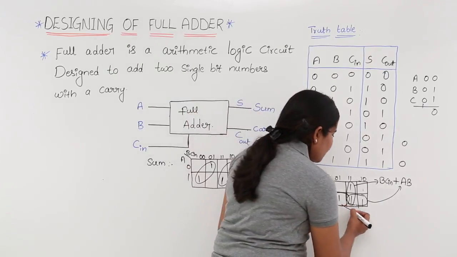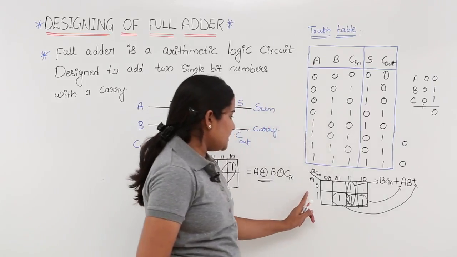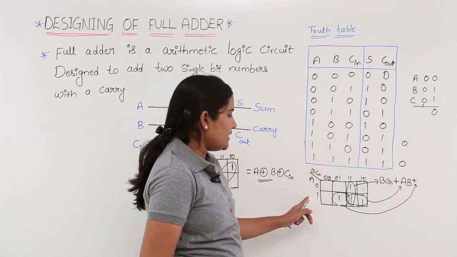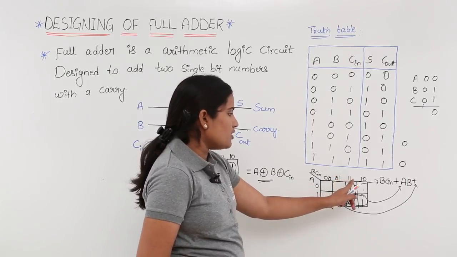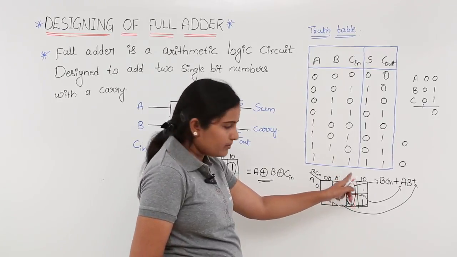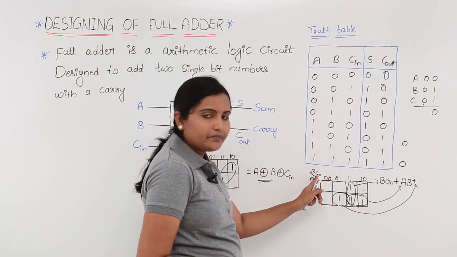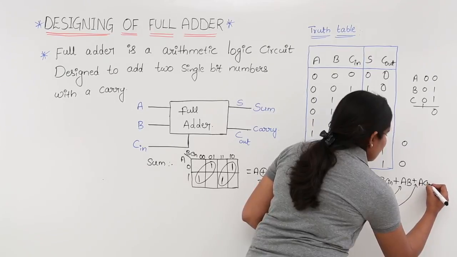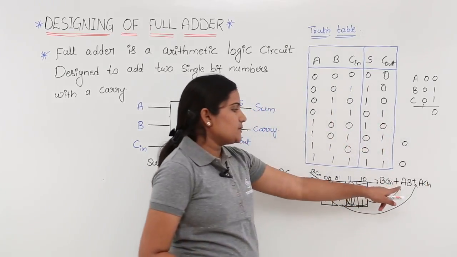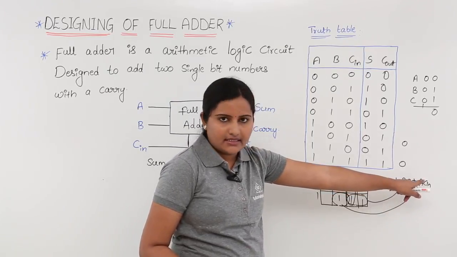Finally, for this last prime implicant we are adding: sidewise it is covering A only, and top wise for these 2 boxes the common one is C in. So now you are writing A C in. So the expression for carry out is BC plus AB plus AC.